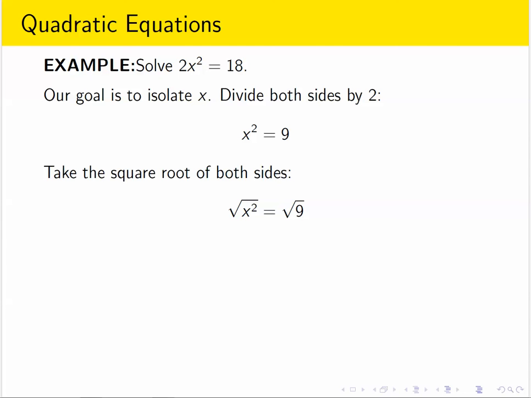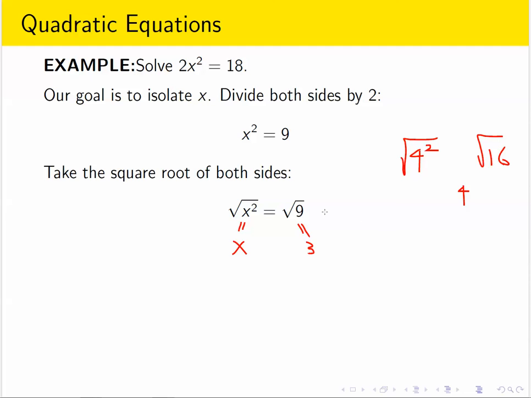Now on the right side, it's very easy to see what you're going to get when you simplify. The square root of 9 is 3. On the left side you have to be careful, and this is an easy place to make a mistake. What do you get when you take the square root of x squared? A lot of people will look at that and think you should just get x back. Well, that's true sometimes. For example, if x is 4 and you square it, that gives you 16. And if you take the square root of that, you get 4 back.